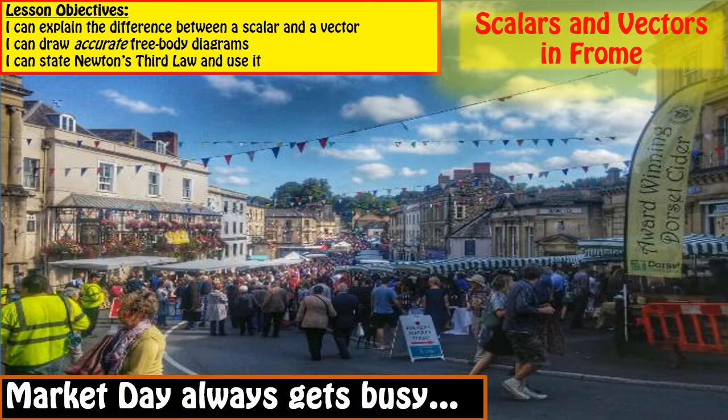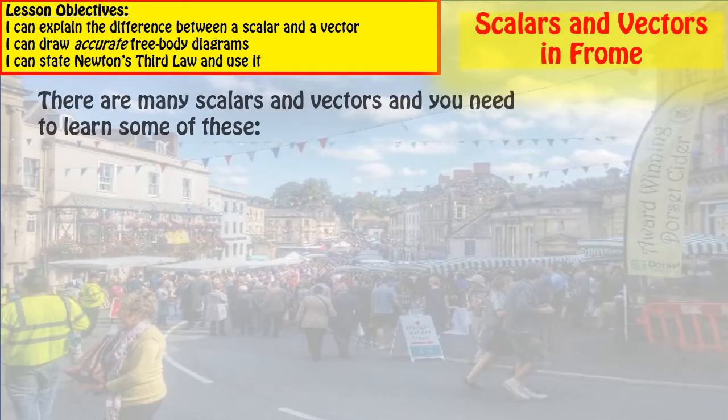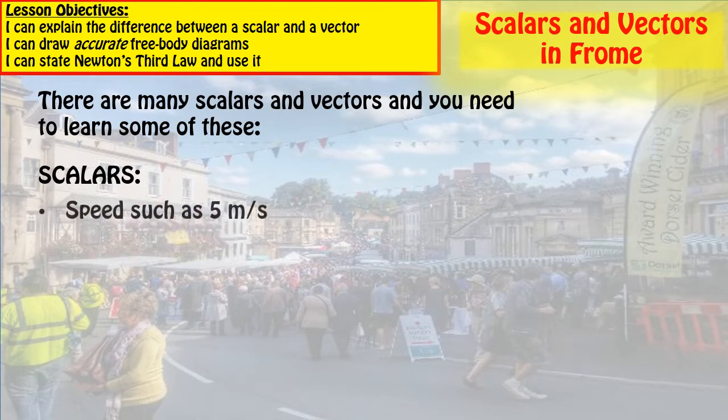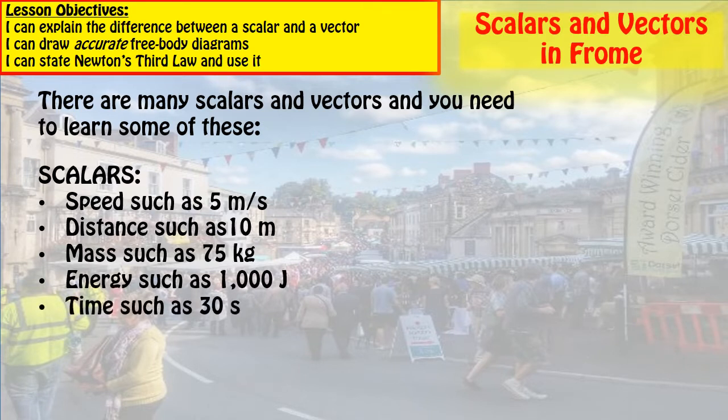Okay, so let's have a look at our market day. So there are many names of scalars and many names of vectors. You do need to know some of these off by heart. This will get much easier as you work through year 10 and year 11 as well. But if you can remember some of these off by heart, then you'll be doing very well to prepare yourself for later years. So to list some scalars: speed we've already met, like 5 meters per second, or distance, like 10 meters, or mass, 75 kilograms, energy, 1000 joules, time, 30 seconds, volume, 25 centimeters cubed.